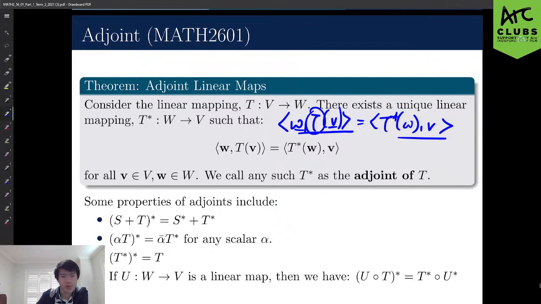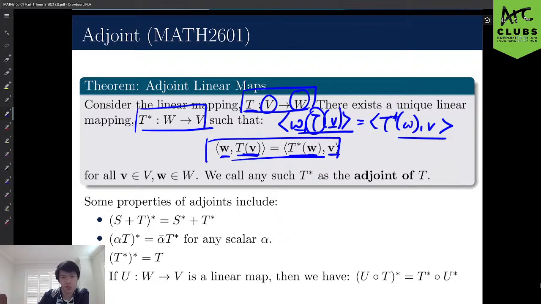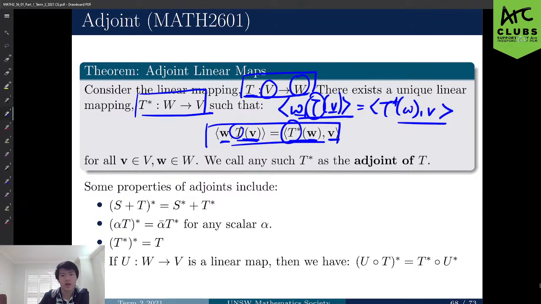So consider the linear mapping T. There is a unique linear mapping from W to V. So our mapping is from V to W, and our adjoint will be from W to V, such that W times T of V is equal to the adjoint of W times V. Right, so we just move this function down there. Right, so what we can call any such T, the adjoint of T.